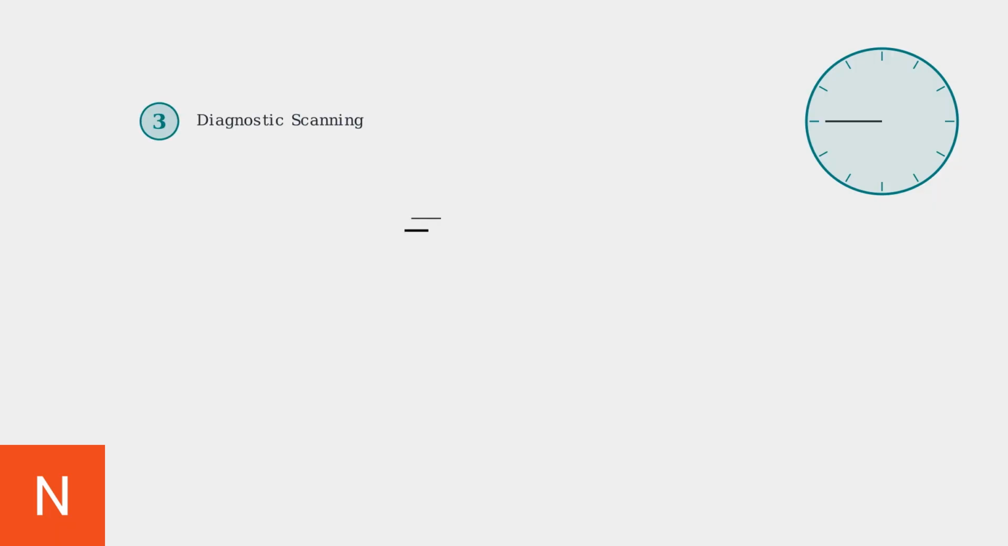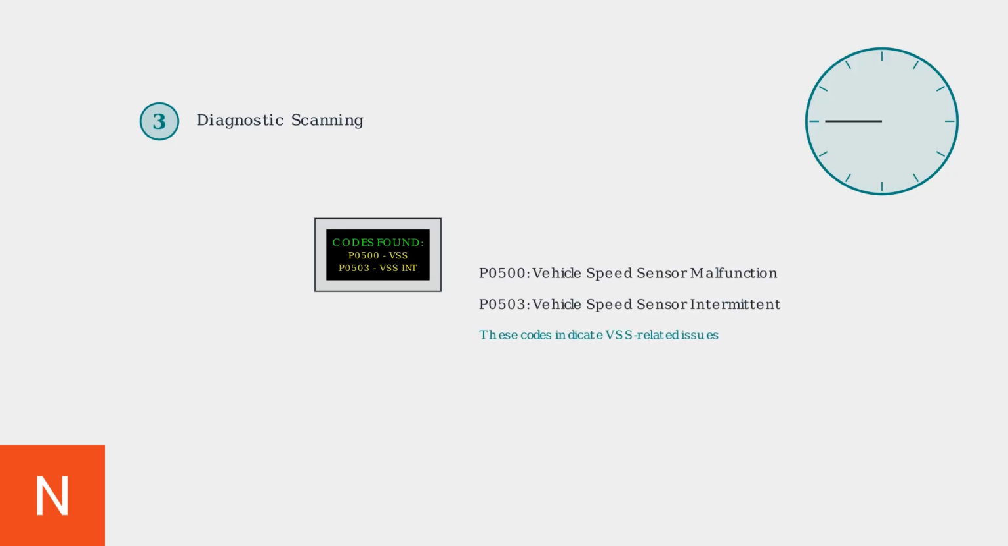Phase 3 uses an OBD2 scanner to retrieve diagnostic codes. Common speedometer-related codes include P0500 for VSS malfunction and P0503 for intermittent VSS signals. These codes pinpoint the specific component causing the problem.